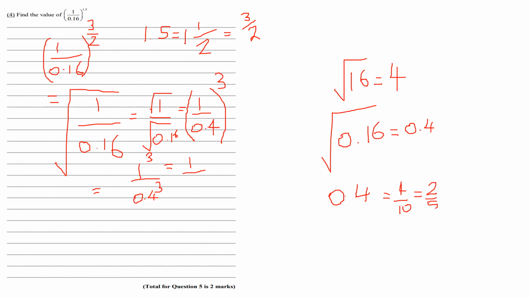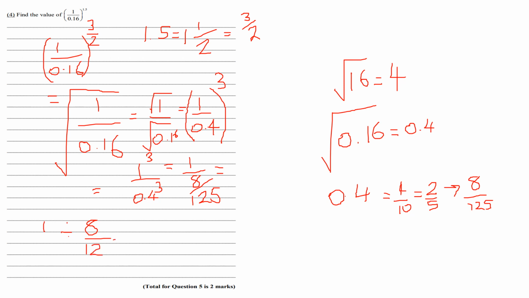So if I cube 0.4, I'm going to cube 2/5. Cubing 2, I get 8, and cubing 5, I get 125. So I get 8/125. So I've got 1 divided by 8/125, and dividing by a fraction, I'm going to multiply by the reciprocal.